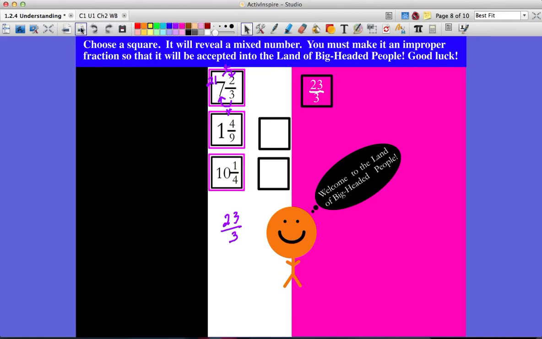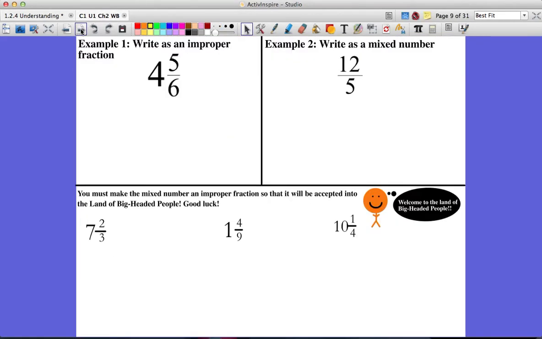So what I would like you to do in your notes is take the opportunity to try the second 2 on your own, and when you come back, we'll go over your answer.